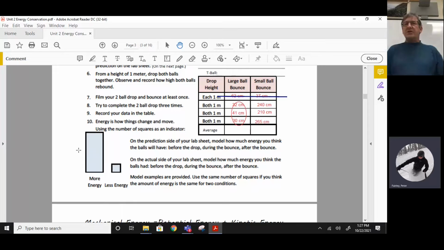We can also use different symbols to show different kinds of energy. Like here they're blue, maybe that's representing kinetic energy. We could also use orange to represent potential energy, things like that. Let's move on to the next page.